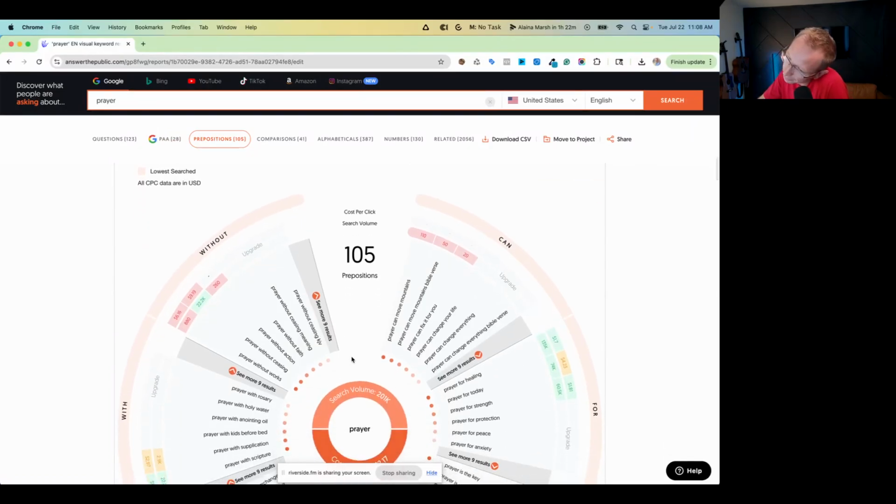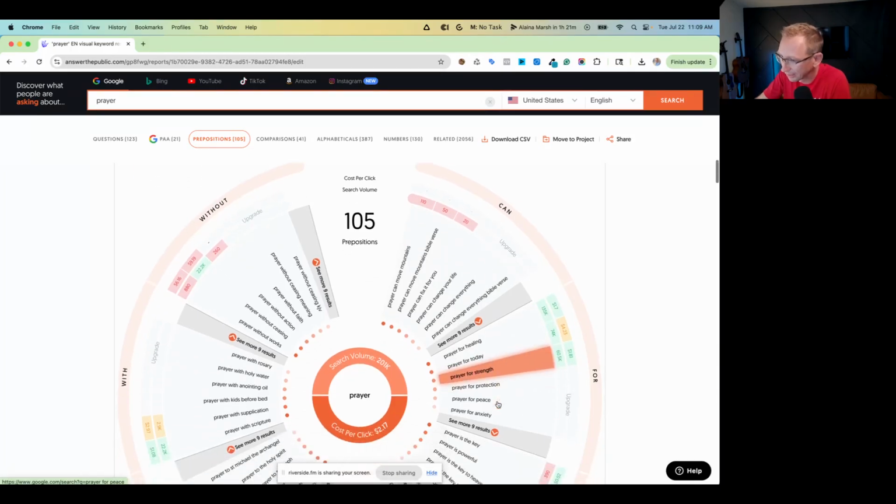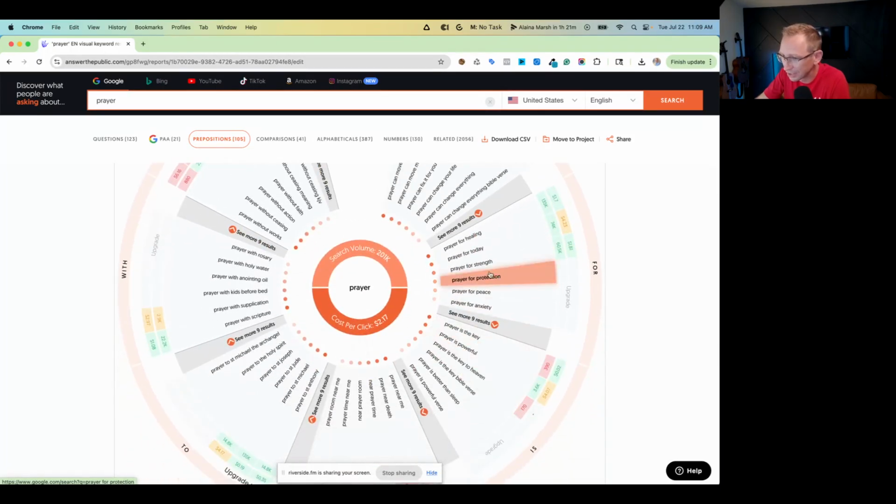So let's see, 880, prayer without works. Here we go, 22,000. Prayer without ceasing gets a lot of hits there. Prayer for healing, 135,000. So you can see a lot of people are searching for prayers around healing. 60,000 for prayers for strength. So really cool to see there.